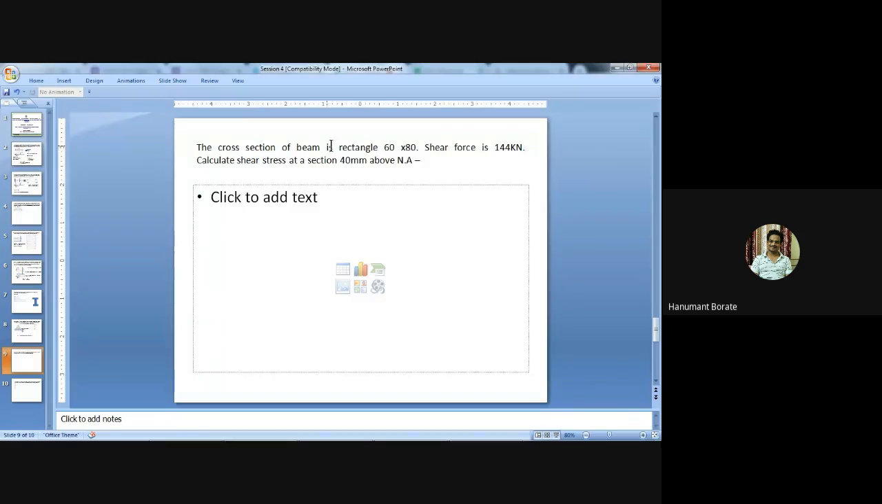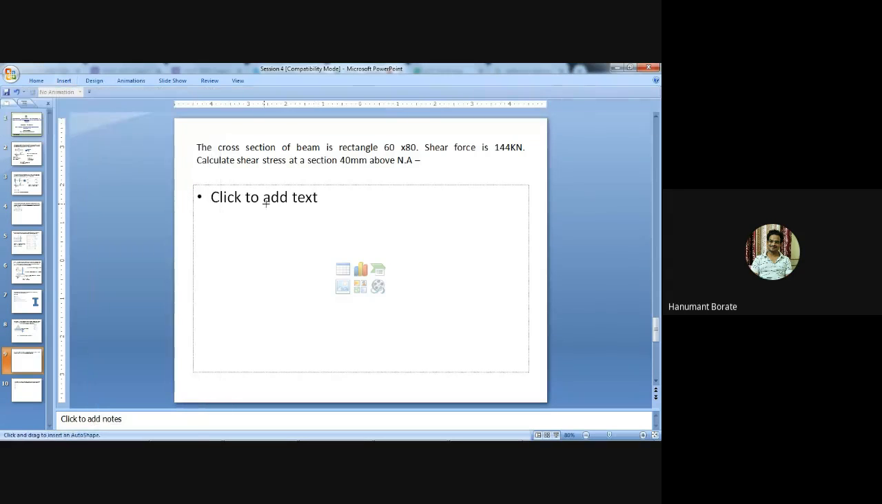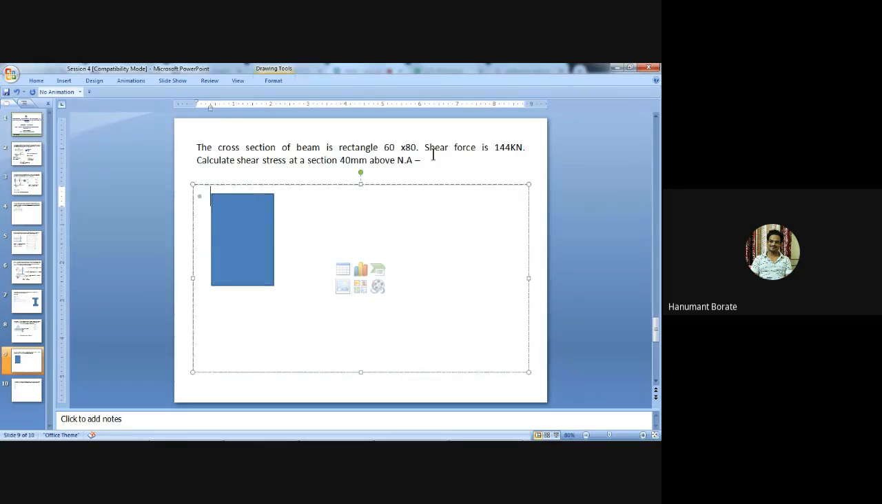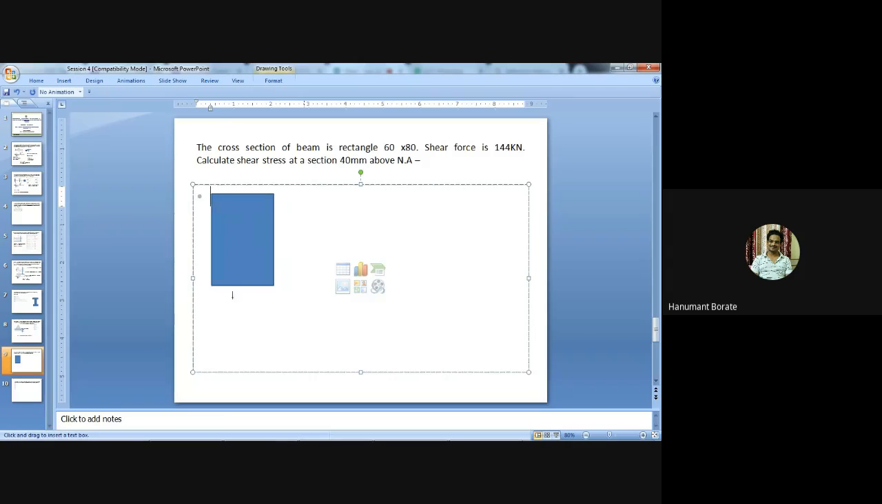The cross section of a beam is a rectangle 60 by 80. Shear force is 144 kilonewton. Calculate the shear stress at the section 40 mm above the neutral axis. The cross section of the beam is given, a rectangular cross section, so I will draw it. 60 into 80 means the base is 60 and the height is 80 mm.